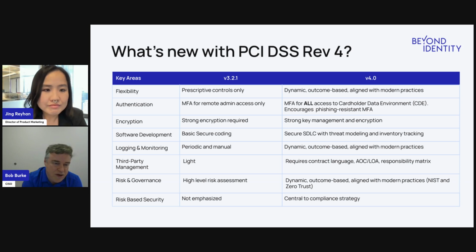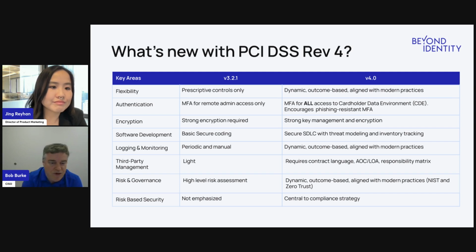Authentication, you'll see throughout the standards today that we talk about, there's a strong push for MFA. Before it was just for remote users. Now anything that touches the CDE, which is the cardholder data environment, has to have some kind of MFA solution. And there's a strong recommendation for phishing-resistant MFA solutions.